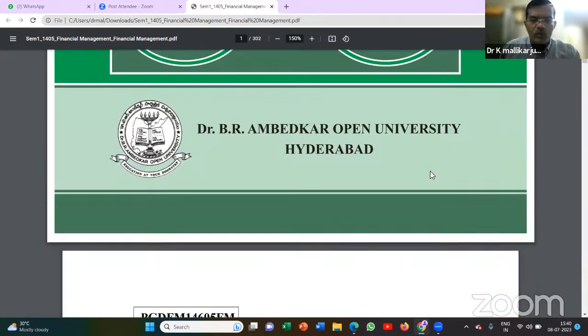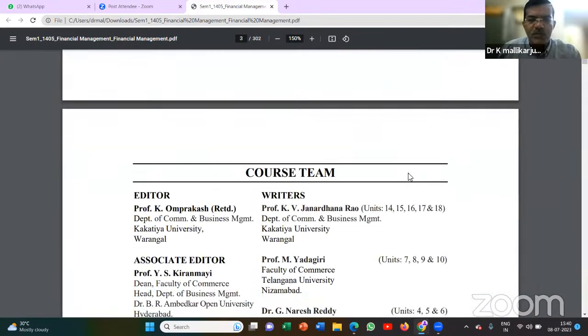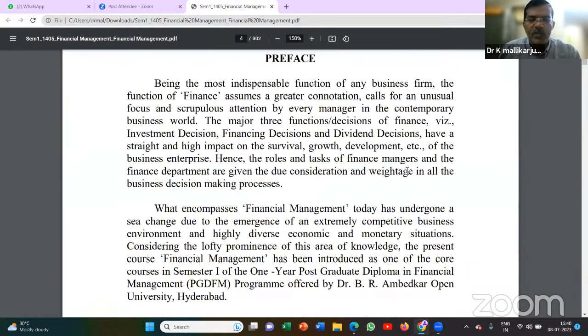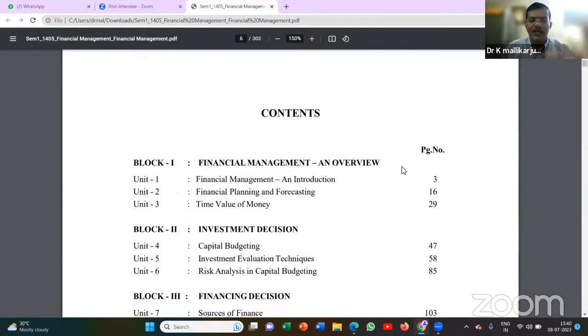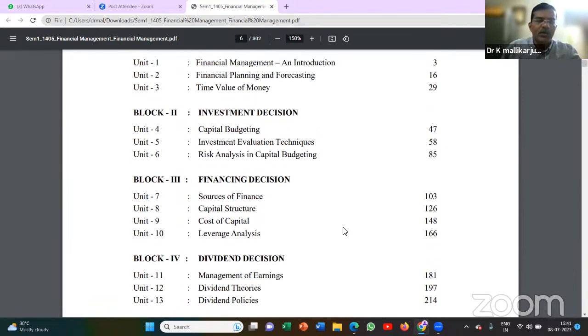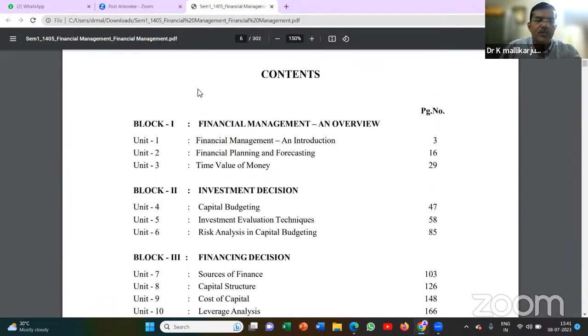Okay. So now we will first briefly discuss our content. What are the topics in our syllabus? Let's start by discussing the contents of the syllabus. In this course, this paper, we have 5 blocks. Each block has 3 or sometimes 4 units. The first block is financial management.